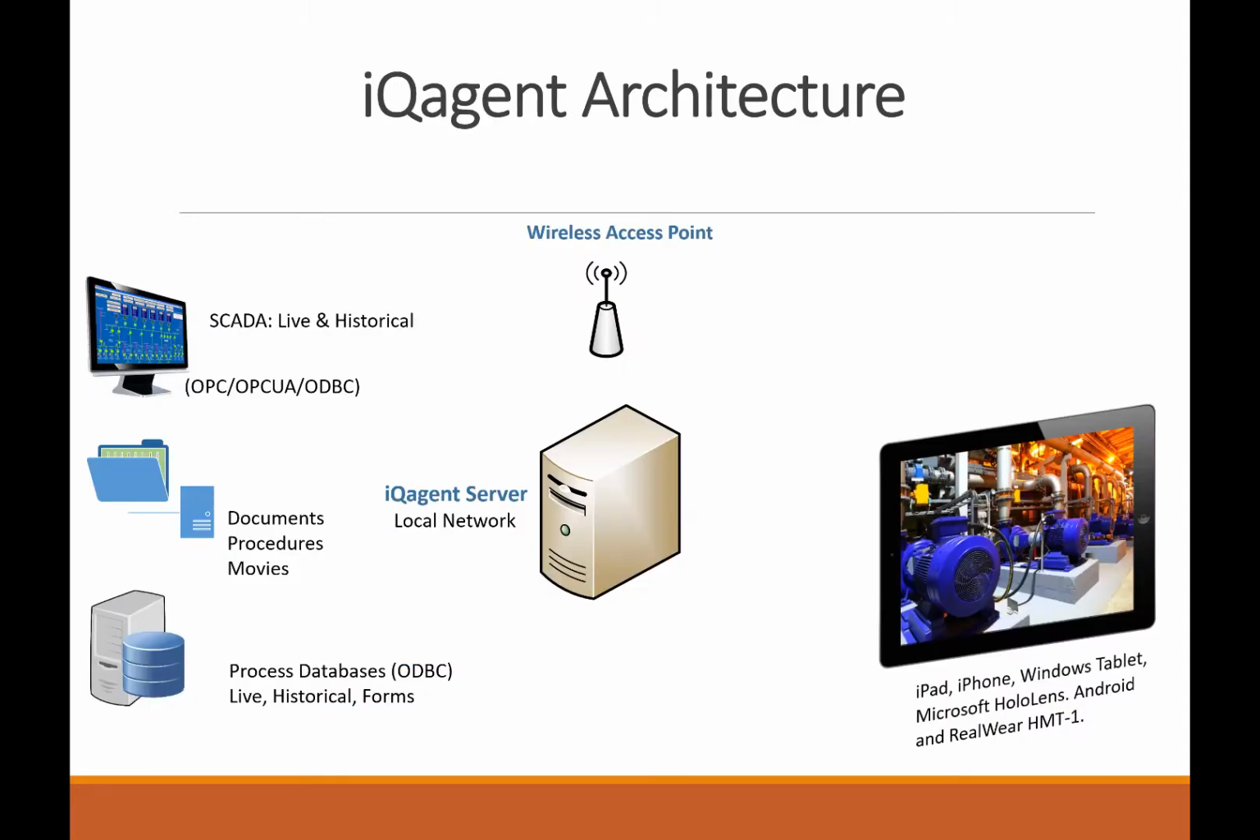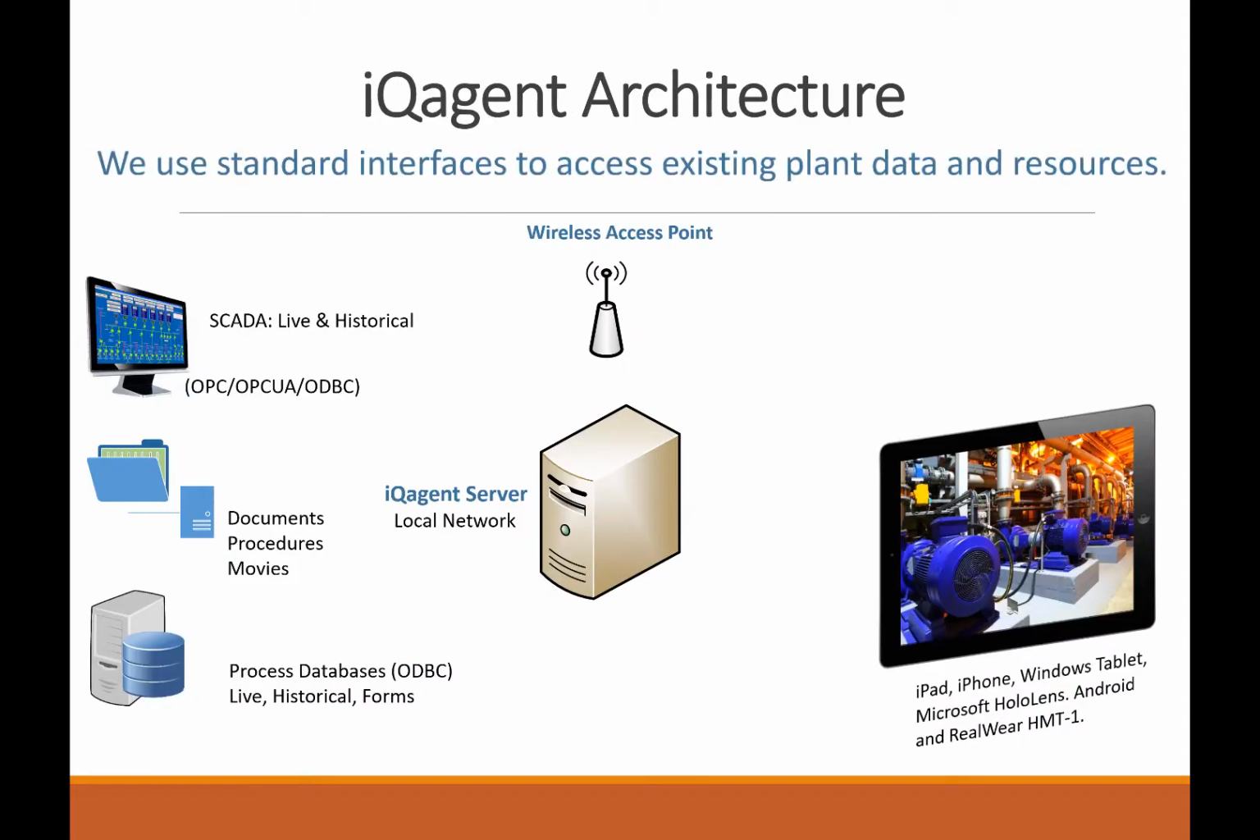Now let's take a look at architecture. iQagent works with the data that you already have existing in your plant. We use standard interfaces to get this data, so there's not a lot of re-engineering to get iQagent in the plant. You're going to install iQagent Server and configuration tool on a Windows Server 2012 or 2008, and it's on your own network. It does not require any access to the internet or to the cloud whatsoever.